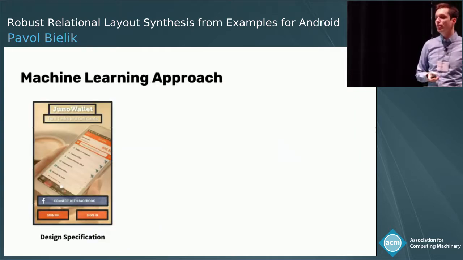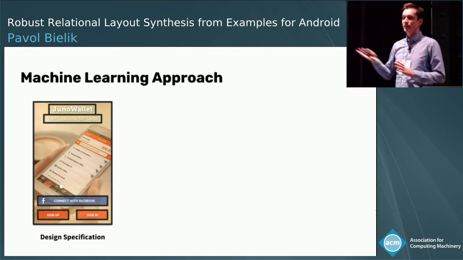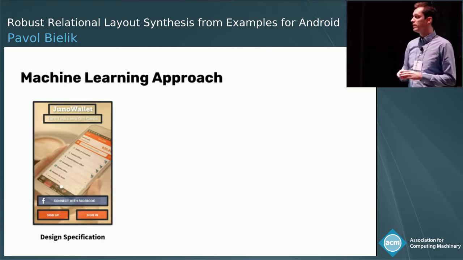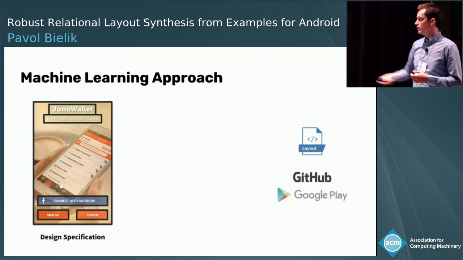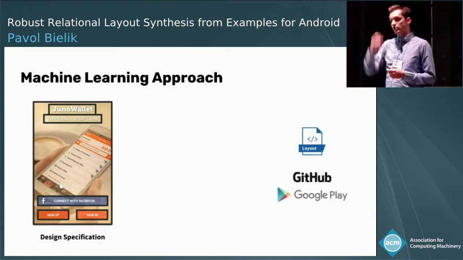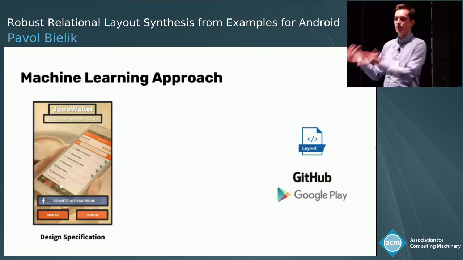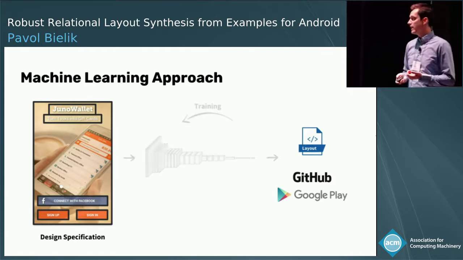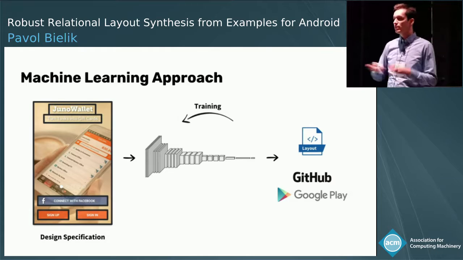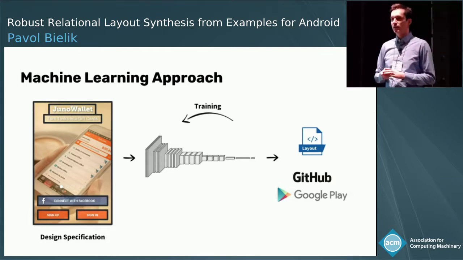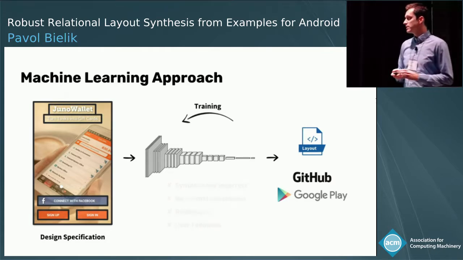So the standard approach used by machine learning, and there is some prior work on this, would be to say, well, we have a lot of applications already on GitHub or on Google Play, and we can just render them. This gives us a data set that matches the implementation and how it looks like, and then we can just put a neural network in between and try to learn as best as we can to solve this task. But this has several problems.